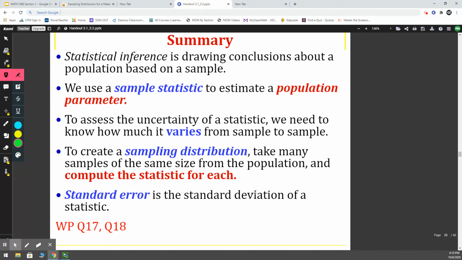To create a sampling distribution, take many, many, many samples. You saw me do that with StatKey, and compute a statistic for each. The standard error is the standard deviation of a statistic.